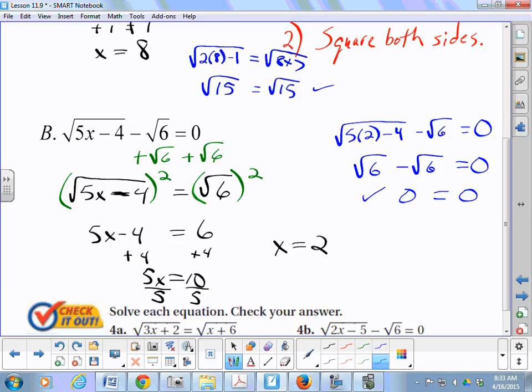0 equals 0. Now, what if that would have been a plus square root of 6 instead of a minus square root of 6? We would have ended up with square root of 6 plus the square root of 6 here. We would have still ended up with 2, but we would have had square root of 6 plus square root of 6, definitely not 0. And there would have been no solution there.